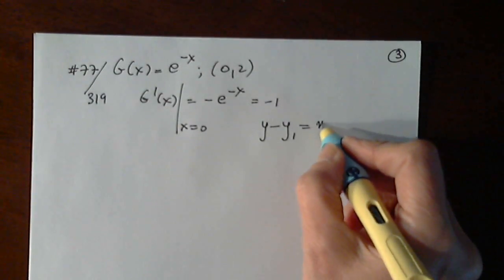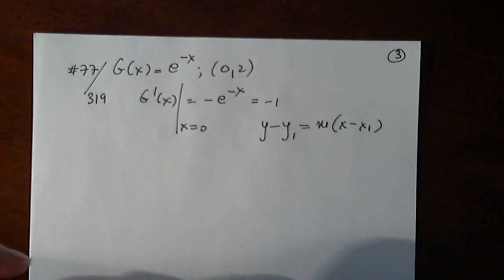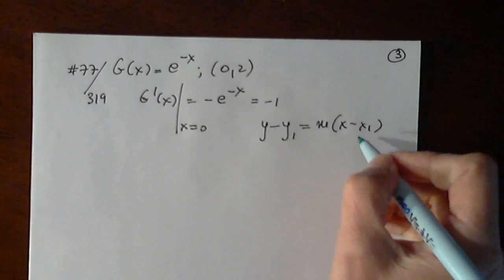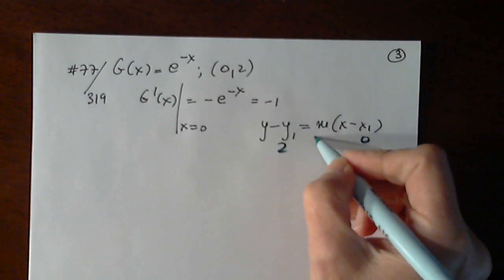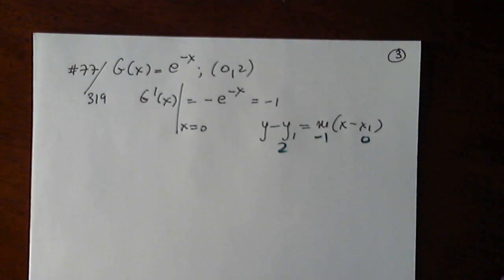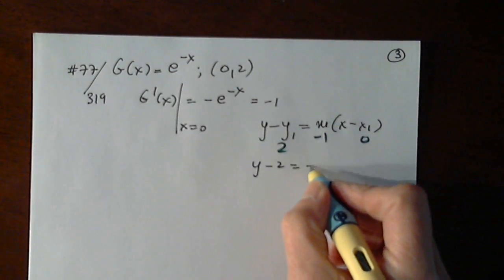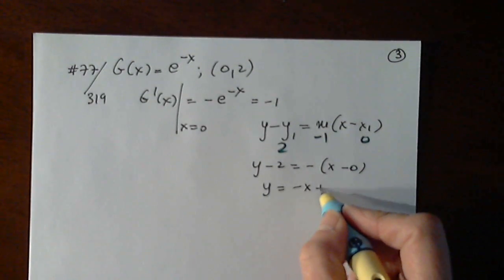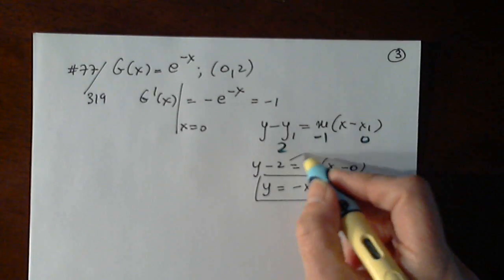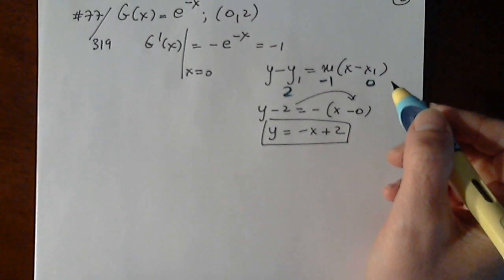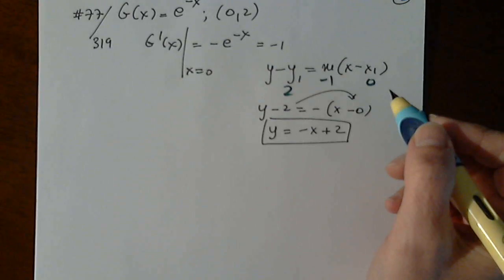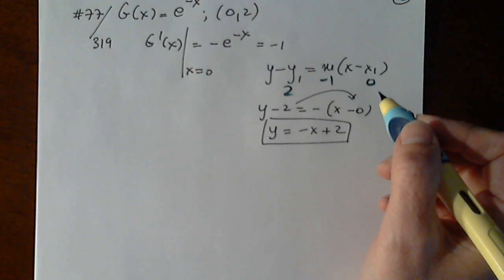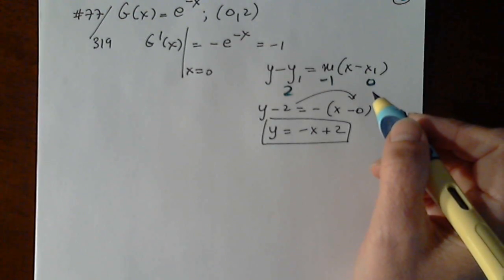y minus y1 equals the slope times x minus x1. The point is given to us as 0, 2, and the slope is negative 1. Therefore, y minus 2 equals negative x minus 0, or y equals negative x plus 2. We move 2 to the other side. And I think we can work on a word problem now.